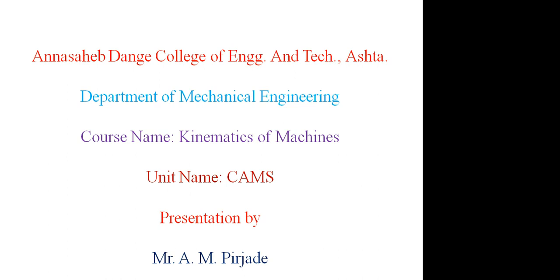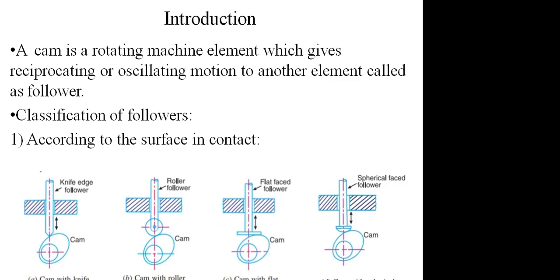Let us see unit number 4, CAMS. Already I have sent you the study material related to unit number 4, that is CAMS. Now all of us know that a cam is a rotating element which gives a reciprocating or oscillatory motion to another element called a follower. Here the cam and follower have a point or line contact, so they constitute a higher pair.